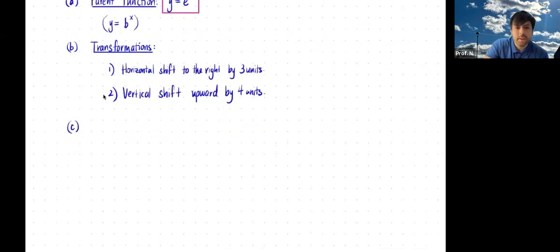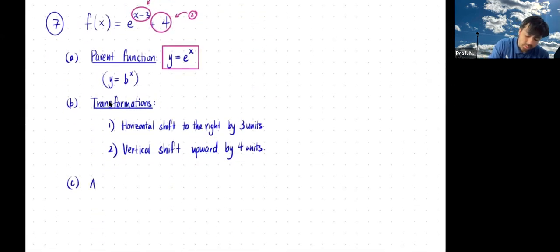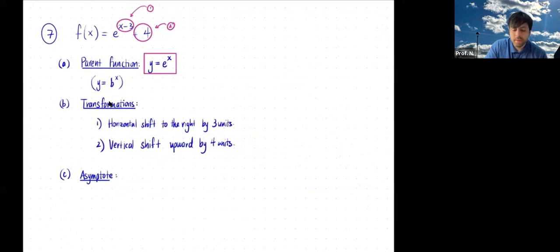And then part C. Part C asks what? It asks for the asymptote. What kind of asymptote do I have? Remember, the asymptote comes from the fact that it's a vertical shift up. So what kind of asymptote does this new function have? X equals 4? Not quite. X equals 4 is a vertical asymptote. What kind of asymptotes do exponential functions have? They don't have vertical. They have horizontal.